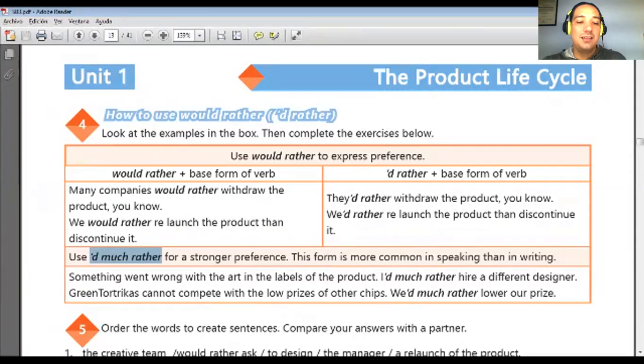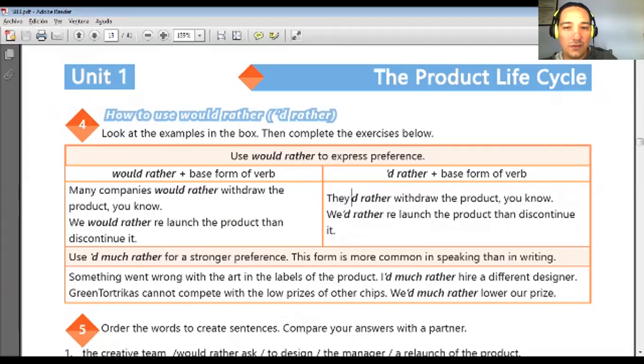Okay? And let's look at these examples before I give you more examples. Many companies would rather withdraw the product, you know? We would rather relaunch the product than discontinue it. So it's like saying we prefer to relaunch the product than discontinue it. Many companies would prefer to remove or to withdraw the product. They'd rather withdraw the product. Okay, so you can contract it.